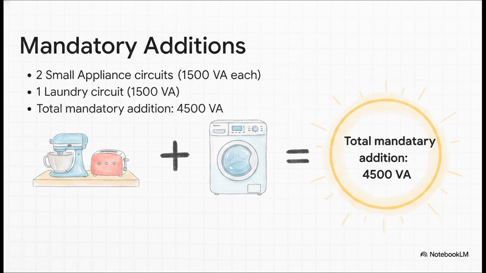The code requires at least 2 20-amp small appliance branch circuits for the kitchen, and those are calculated at 1500 volt amps each. Plus, you need 1 laundry branch circuit at 1500 volt amps. That is a mandatory 4500 volt amps stacked right on top of your square footage load.